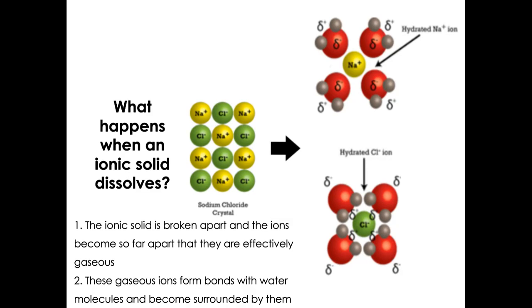If you could zoom in and look at your sodium chloride solution and you ignored the water molecules and just looked at the Na+ and the Cl-, they'd be far apart and moving and would look very much like the particle diagram that we expect for gases. But those gaseous ions have formed bonds with the water molecules and become surrounded by them. So that two-step process we can represent in an energy cycle.